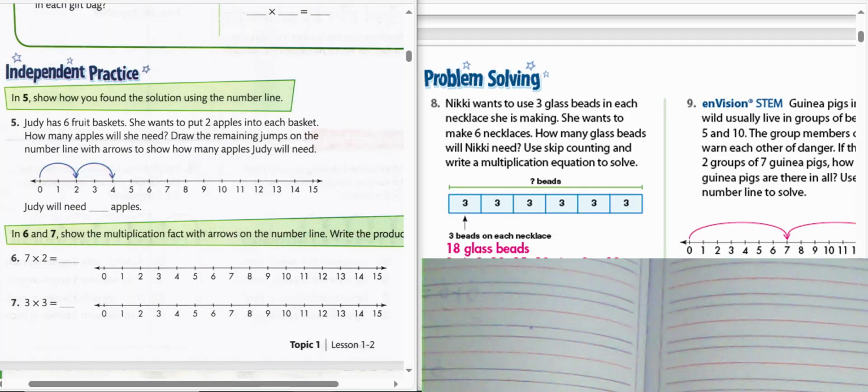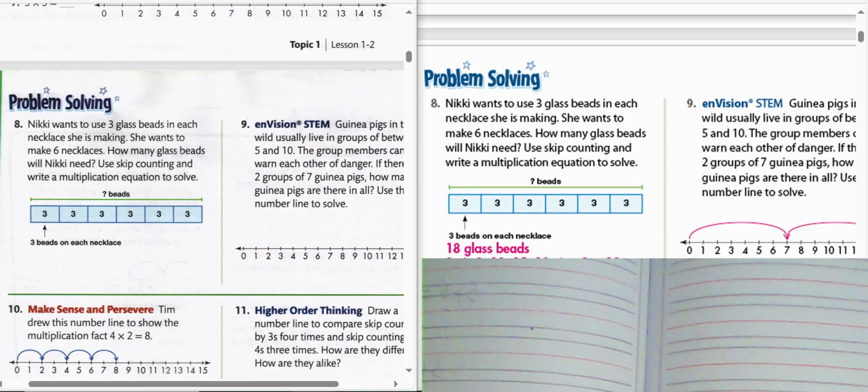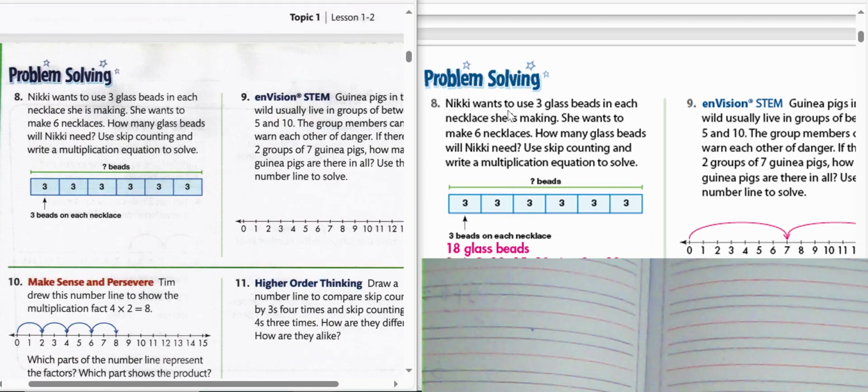Look at this problem solving example. Nikki wants to use 3 glass beads in each necklace. She wanted to make 6 necklaces. How many glass beads will Nikki need? Use skip counting and write a multiplication equation to solve.